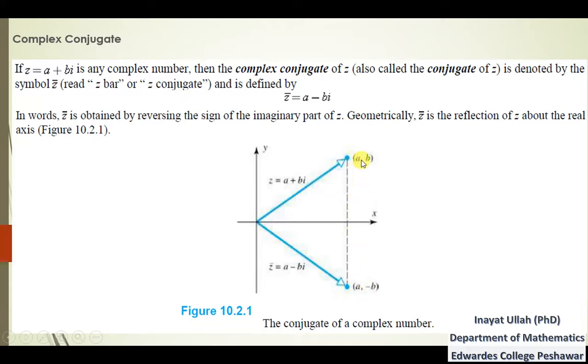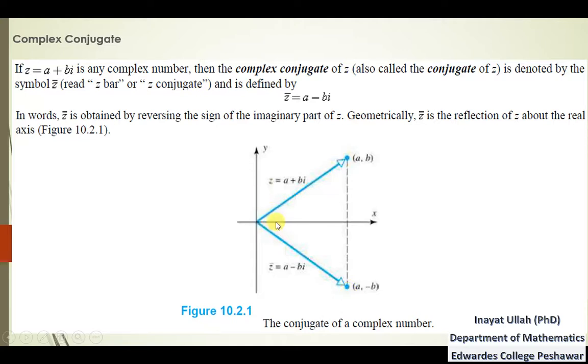What is the difference between these two? The sign of the imaginary part is different. The real part is the same. It means that the real part along the x-axis is the same, but the sign of the imaginary part, which is along the y-axis, changes. So if that is plus b, then that will be minus b.